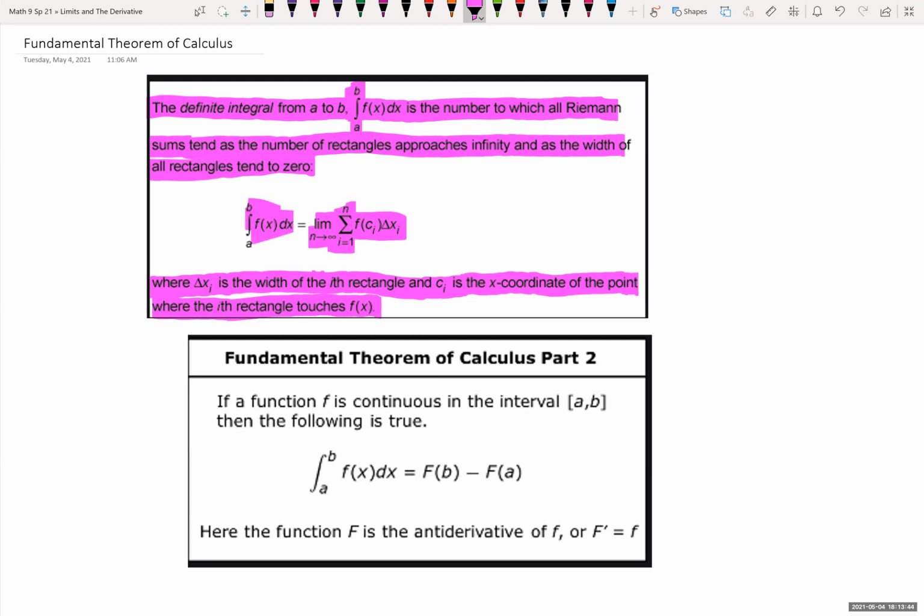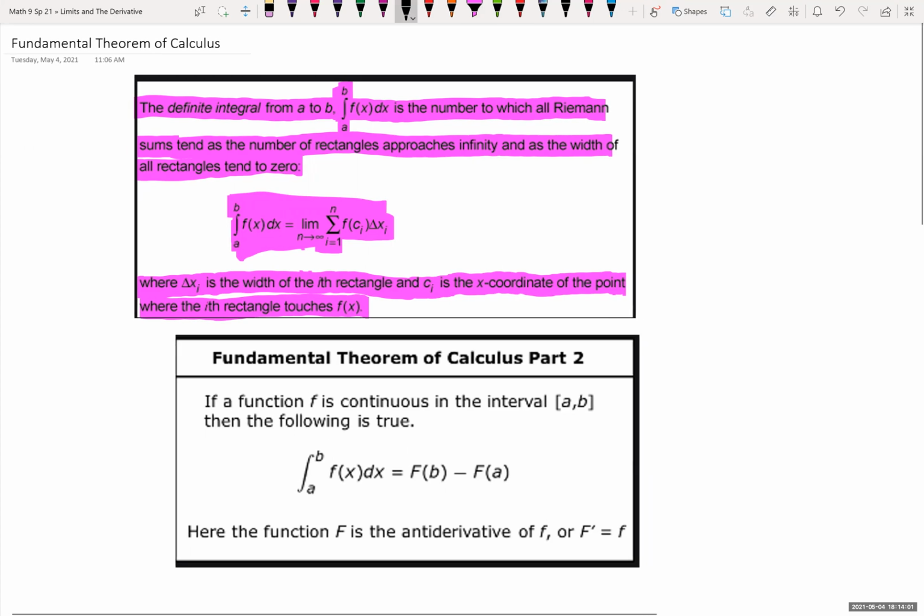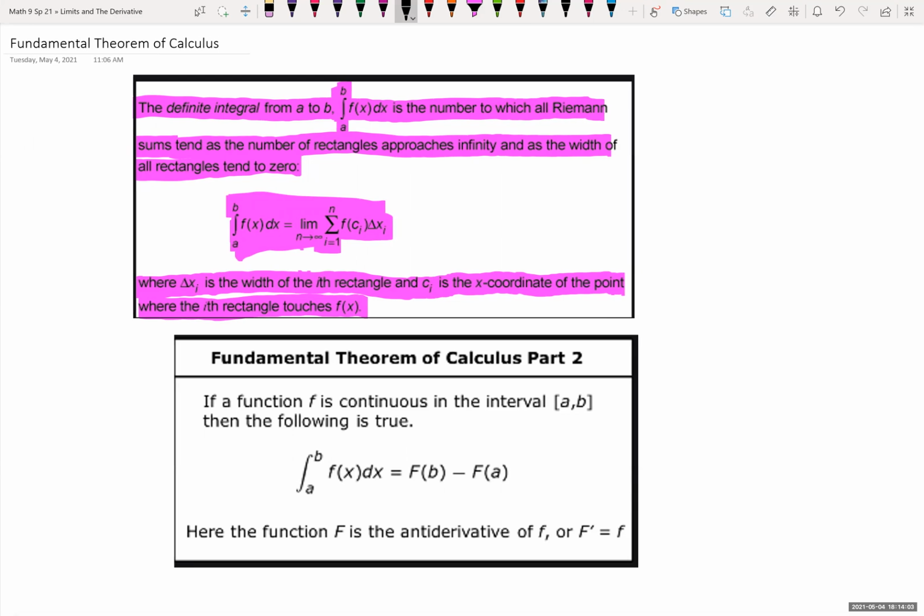Okay, so that takes us a long time to actually do. And there's an easier method, which is called the fundamental theorem of calculus. This tells us that if our function is continuous on an interval a, b, then the following is true. If we're looking at this definite integral from a to b of f of x dx, all we have to do is find the antiderivative of this f of x.